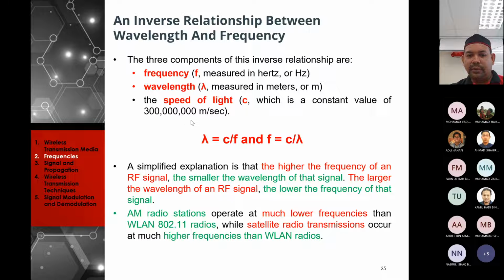300,000 kilometers per second, the speed of light. Meters and kilometers are different, and there is milli as well.